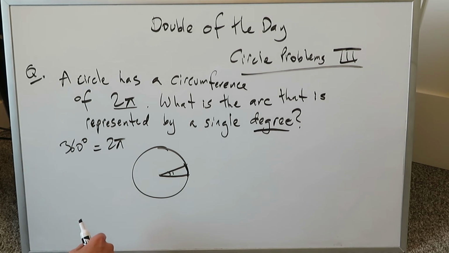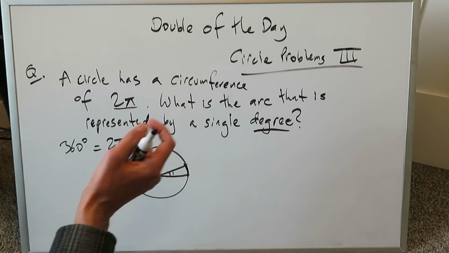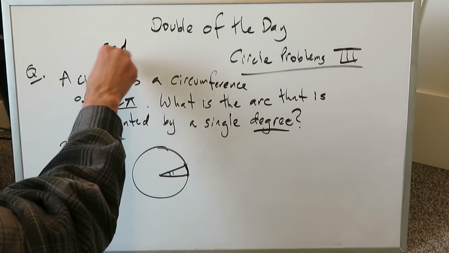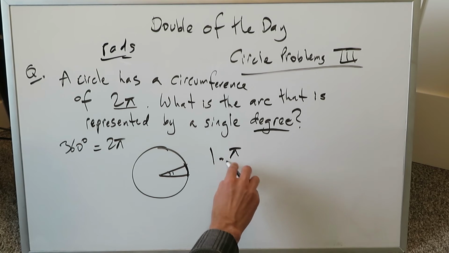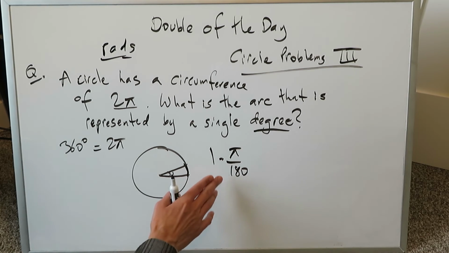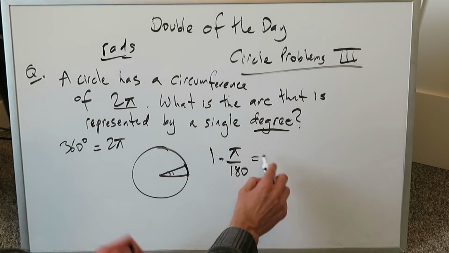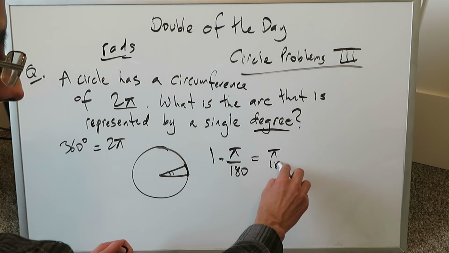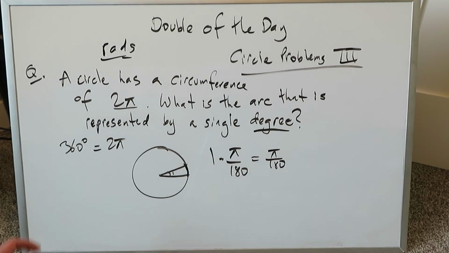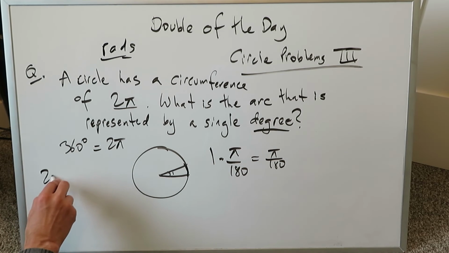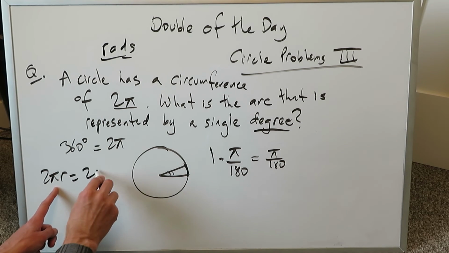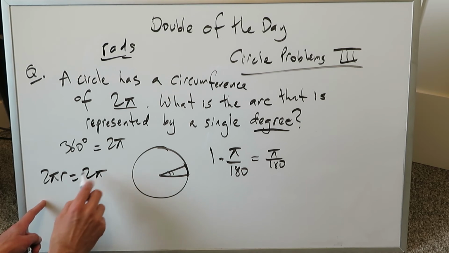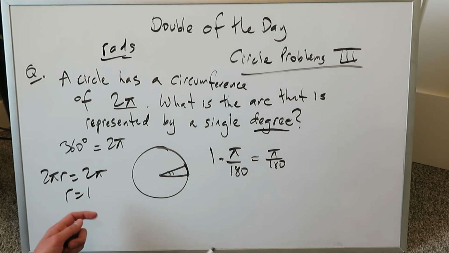We always want to talk about arc lengths and arcs in terms of radians, rads. If you have 1 degree, you multiply that by pi over 180, because that's the formula to convert between degrees and radians, and 1 degree is equal to pi over 180 rads. Let's look at the circumference. 2 pi r, which is the formula for the circumference of a circle, is equal to 2 pi. Take the 2 pi to the other side, and the radius is equal to 1, right? I know now the radius is equal to 1.